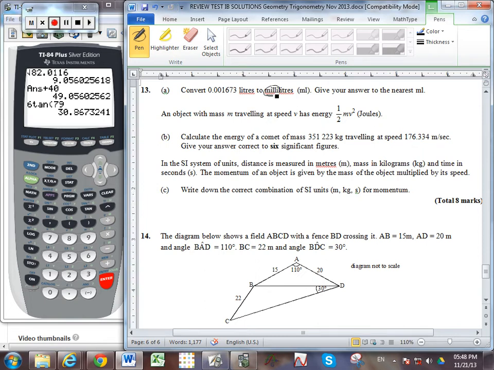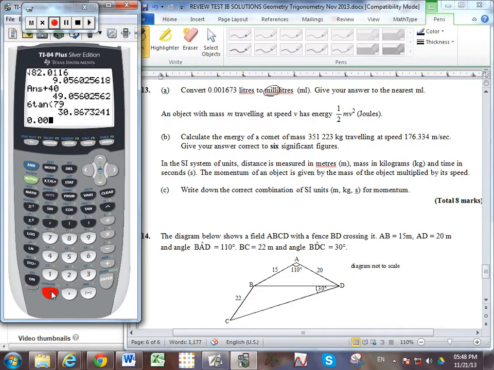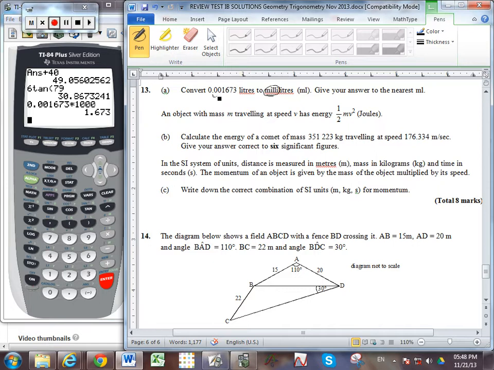And so we'll take our number, 0.001673, we'll multiply it by 1,000. And now we've converted our number. Another way of doing this would have been simply to move your decimal point over 3 times. That's the same thing as multiplying by 1,000, isn't it? You get 1.673 liters.